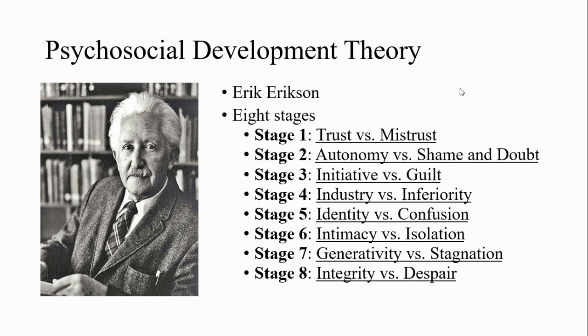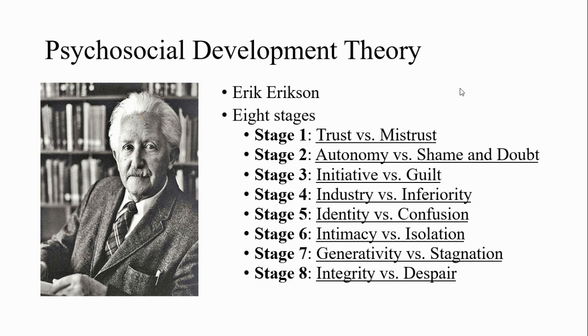Stage 3 is initiative versus guilt. This stage is where toddlers learn to exercise the will and do things for themselves, such as go to the bathroom by themselves. Stage 3 is initiative versus guilt, and this is where preschoolers learn to initiate tasks, do things on their own as well. Stage 4 is industry versus inferiority. This is where the children learn the pleasure of applying themselves to tasks and doing things, or they will feel inferior. Stage 5 is identity versus confusion.